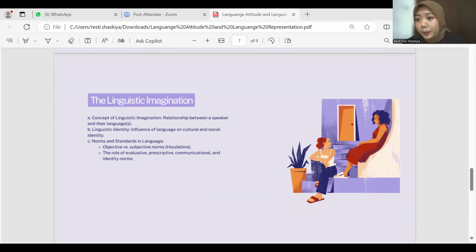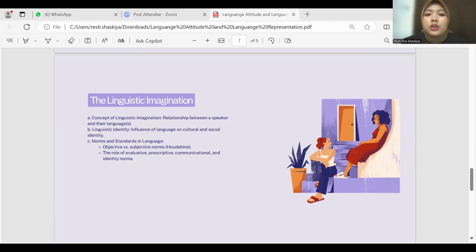And second is linguistic identity. Language plays a big role in shaping a person's identity. The language someone speaks often reflects their cultural background, social group, and personal experience. It helps people feel connected to their community and influences how they are seen by others.